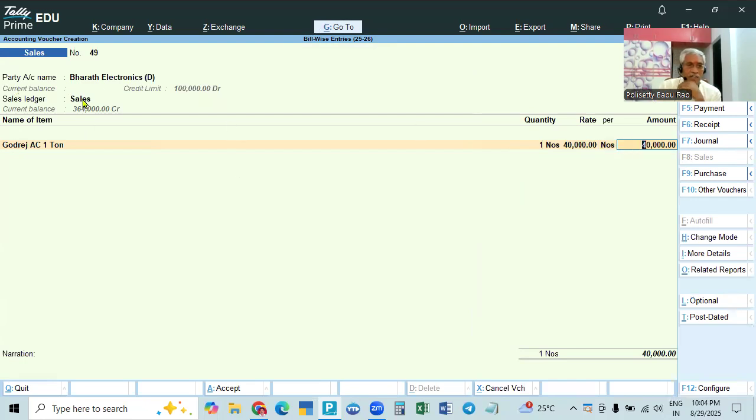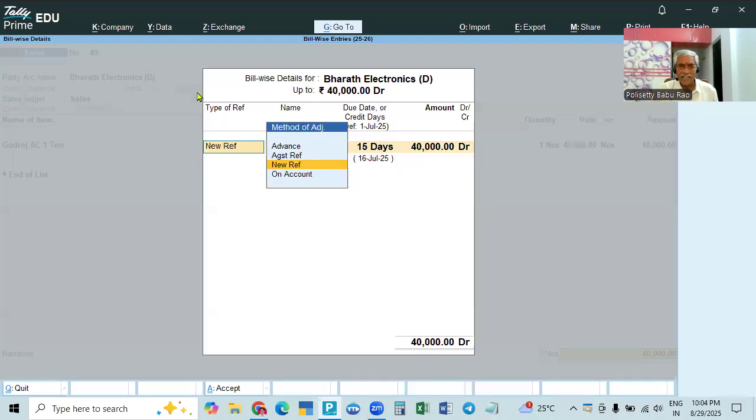So 40,000, you see in this case, below the party name, current balance and current credit limit. Current balance means the balance in the account depending on the transaction. For sales, it will enter, and if some amount is repaid, it will be reduced. So the balance will be shown and the credit limit is fixed by us, 1 lakh. So here come down when it is accepted. So we give 15 days. That is the new reference and we give 15 days.